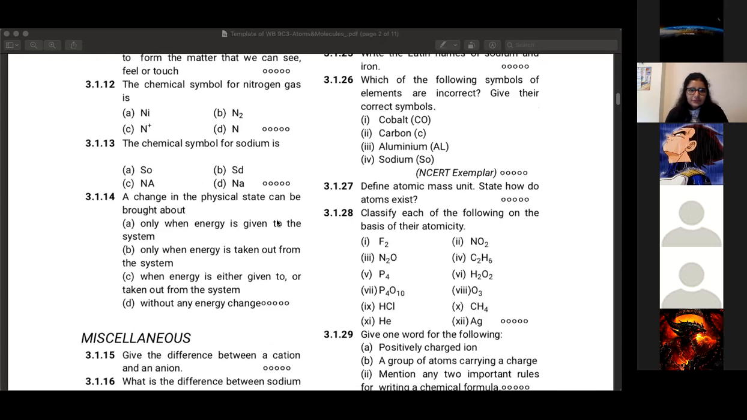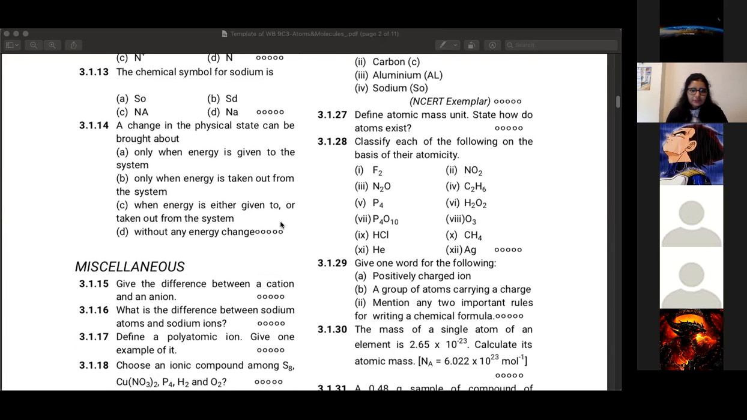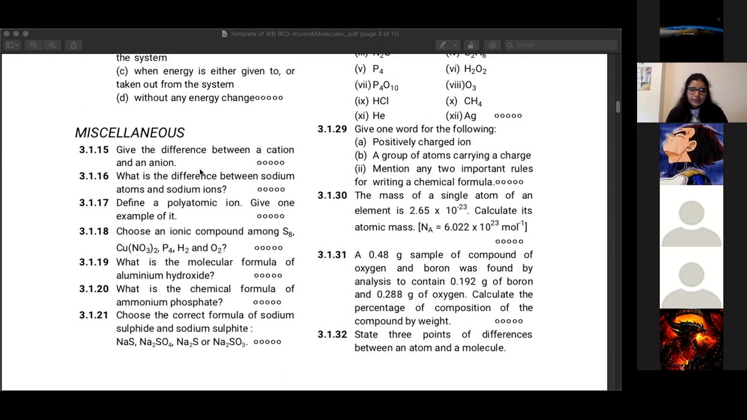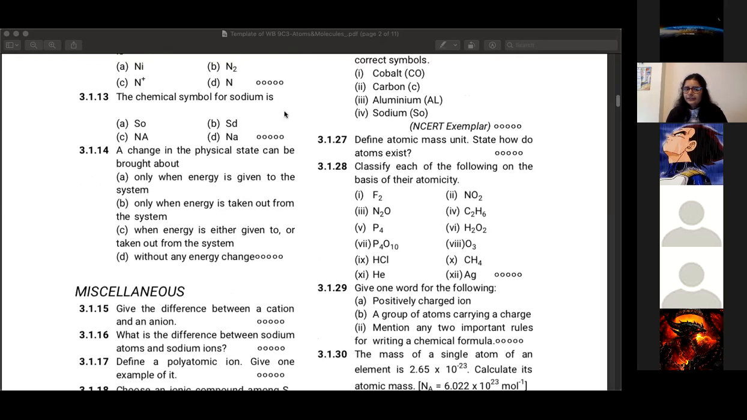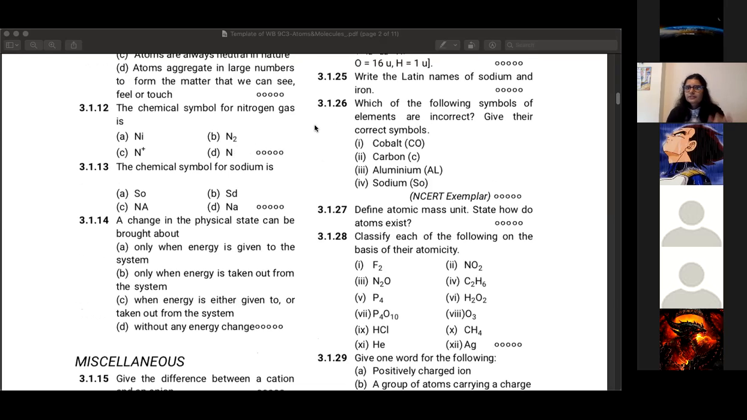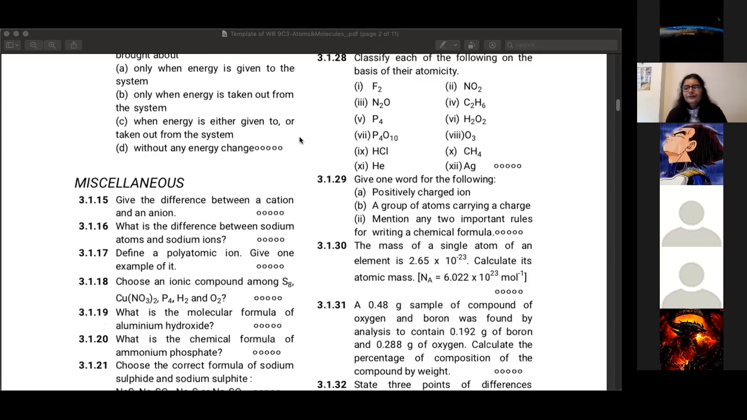Chemical symbols we have not. Again, chemical symbols are so simple. Yeah, you already learned. Samriddhi, have you done anything related to these concepts before? Chemical symbols or atomic mass, atomic number? No. No? Okay.